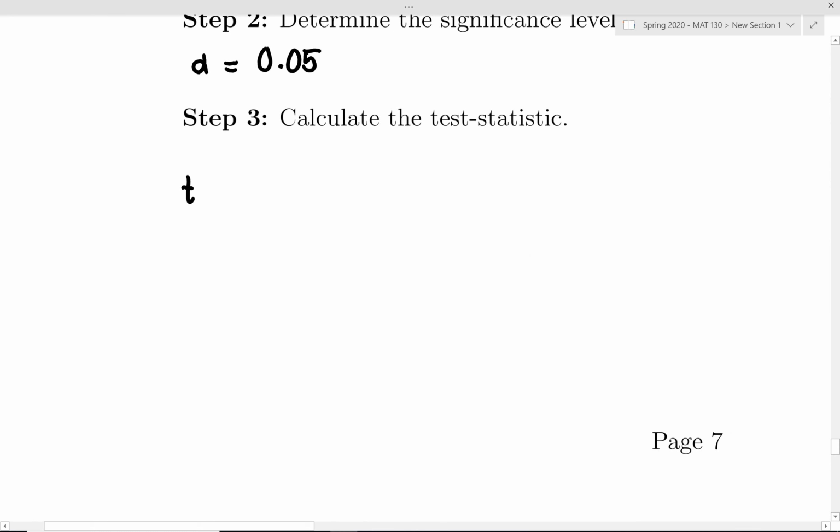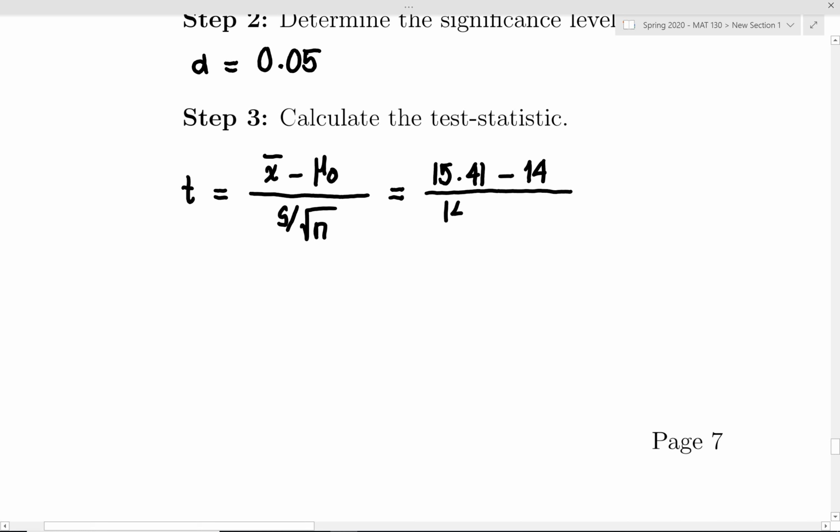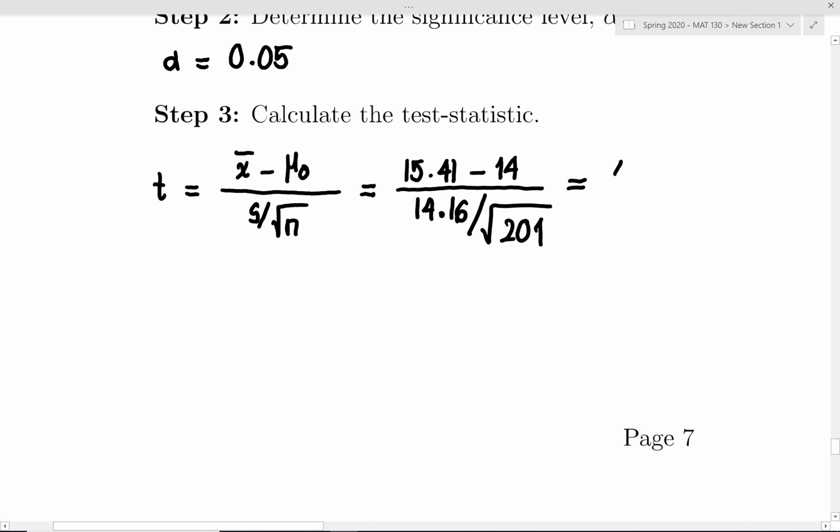The value of t is the same as before, x bar minus mu naught. But since we don't know the population standard deviation, we replace it by the sample standard deviation. So in our case, our sample mean x bar is 15.41 minus our mu naught, 14, divided by the sample standard deviation, 14.16, over the square root of the sample size, 201. Which is 1.4117. All right, so that's our test statistic here.